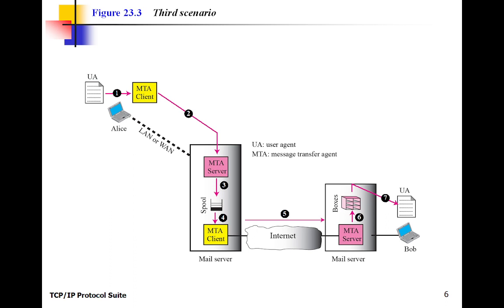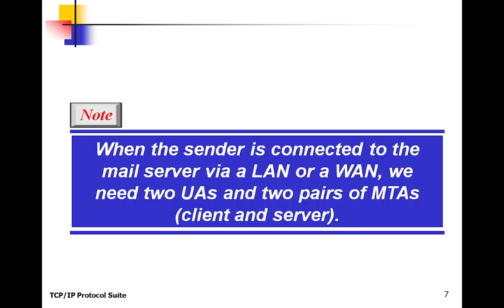Now you can see how much the level of complexity has increased while we are using the internet as well as the intranet. Your mail communication may be done within the intranet, or it may be over the internet. In such a situation, how many mail transfer agents and user agents are involved in a successful mail communication? Here you can note it down. When the sender is connected to the mail server via the LAN or WAN, we need two user agents or two pairs of MTA. That's the client and server concept.